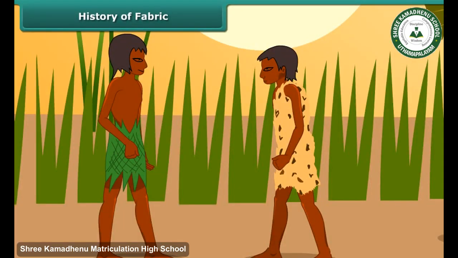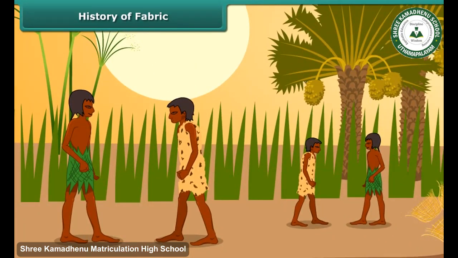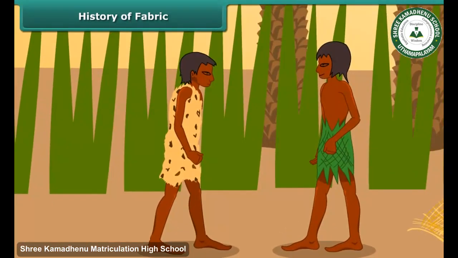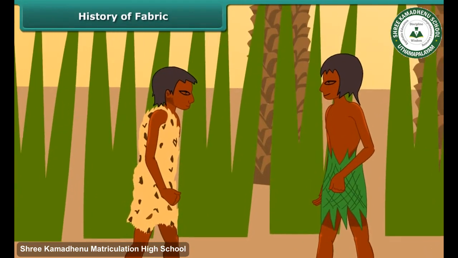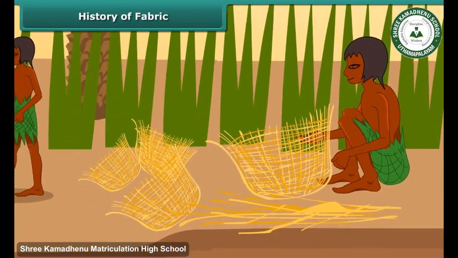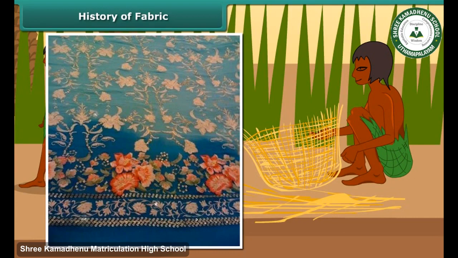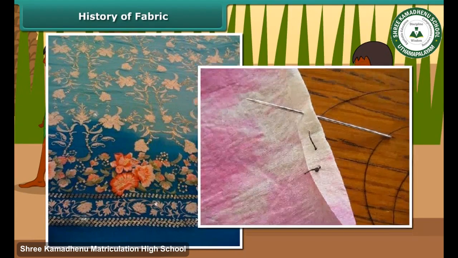History of fabric. Have you ever wondered what materials people used in ancient times for clothing? They used the barks, leaves of trees, animal skins and fur to cover themselves. Slowly, with growing civilization, they learned to weave twigs and grass into mats and baskets. Stitched fabrics came much later with the invention of needles.